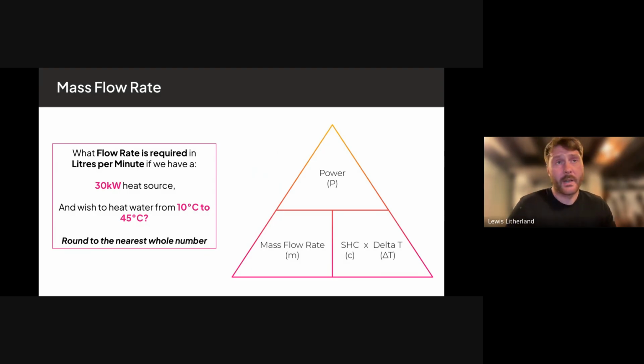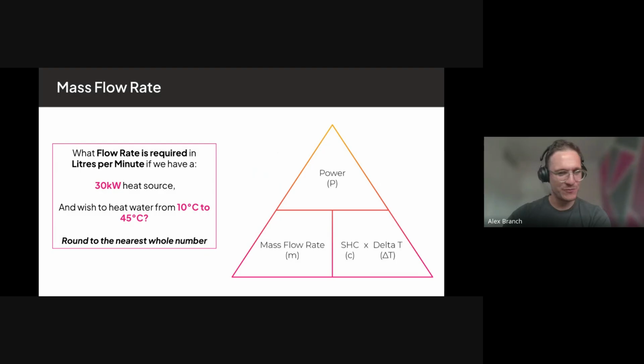So what flow rate is required? This is a question, and it's relating to something that was in the test as well. What flow rate is required in litres per minute if we have a 30 kilowatt heat source and wish to heat the water from 10 degrees to 45 degrees, and round it to the nearest number. So anyone want to jump in with what calculation we're actually going to do here? Alex? You're on mute, sorry, mate.